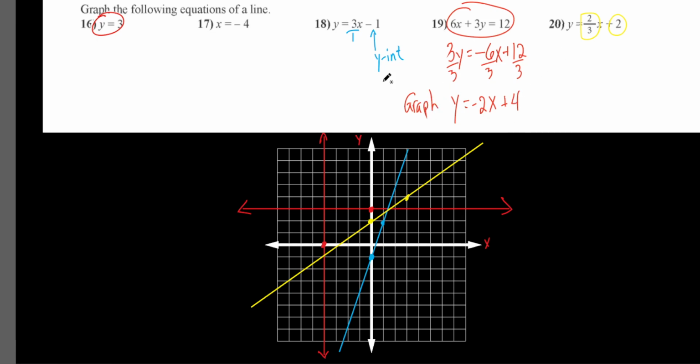So let's graph it. I'll keep the same color, who cares? Plus 4. So 1, 2, 3, 4. Put a point right there. It's negative 2, or negative 2 over 1. What does that mean we do? We go down 2 and to the right 1. Right there. And then we connect. Now, obviously, you're doing this on separate graphs, not all in the same graph. And that is it, okay?